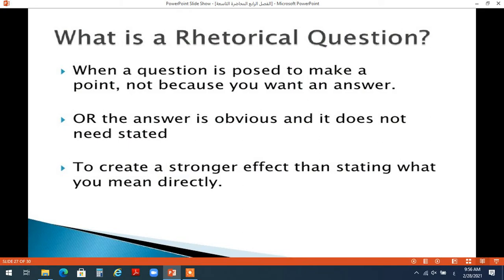So, what is a rhetorical question? When a question is posed to make a point, not because you want an answer. So a rhetorical question is used when you want to make a certain point and you are very confident about it and don't need an answer to the question. Or the answer is obvious and it doesn't need to be stated.